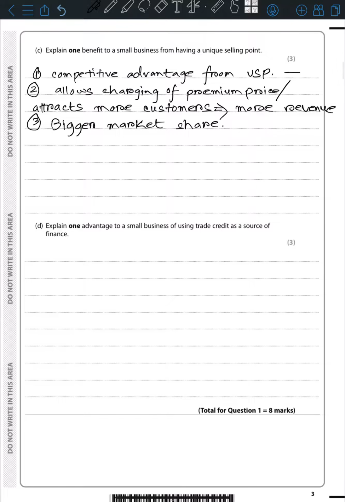So the first point will be identification of one benefit, which is our competitive advantage. How this competitive advantage will allow us to do something which our rivals cannot do, which is we can charge premium price or we can attract more customers. And third, how the point that we have identified in our second bullet benefits our business. So that is bigger market share. Simple.